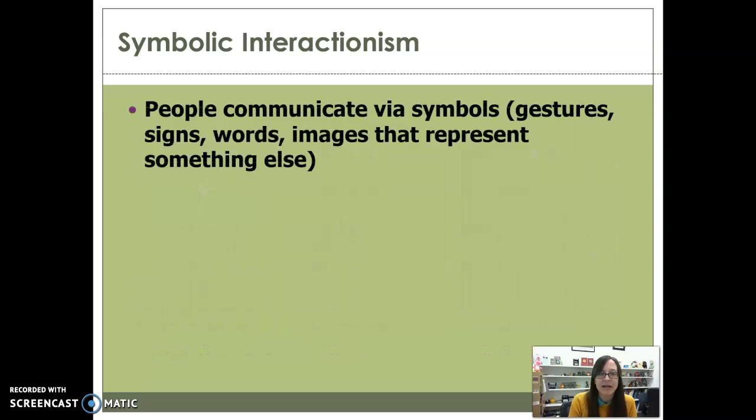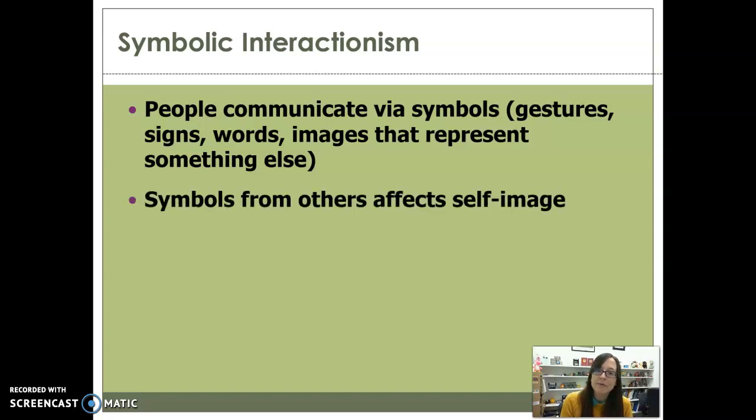And so this is the idea that people communicate through symbols. So whether it's a gesture, signs, words, images, something that represents something else. So something that was otherwise neutral becomes, we give it some kind of meaning. And symbols from others affect our self-image.